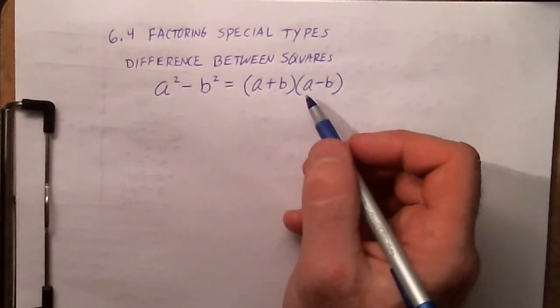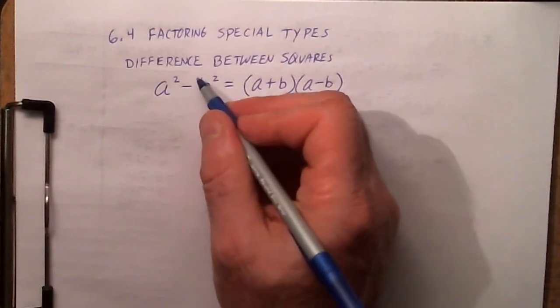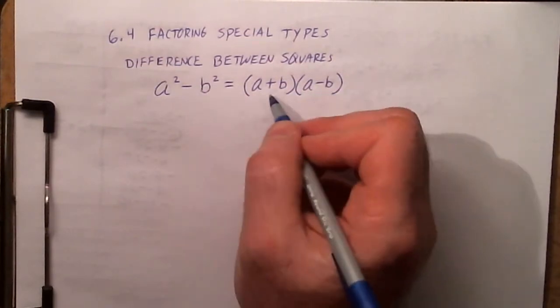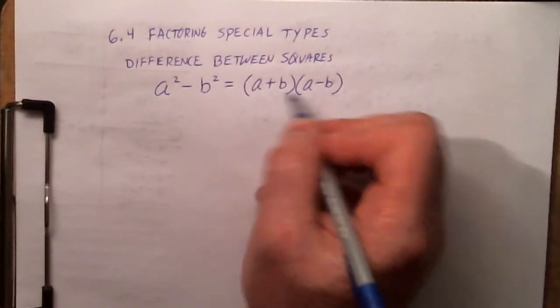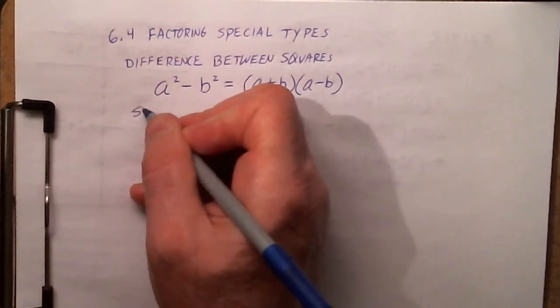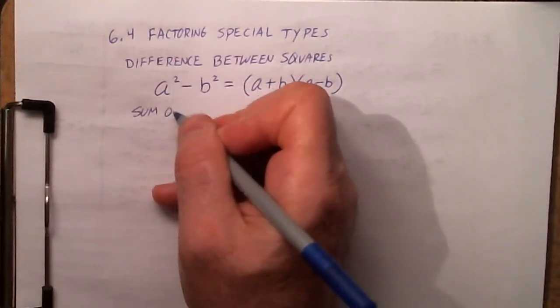You see, back in chapter 5, we went from right to left, though. Now we're going from left to right in chapter 6 and factoring the difference of squares back into the product of their conjugate binomial factors. That's called the difference of squares, the difference between two squares.